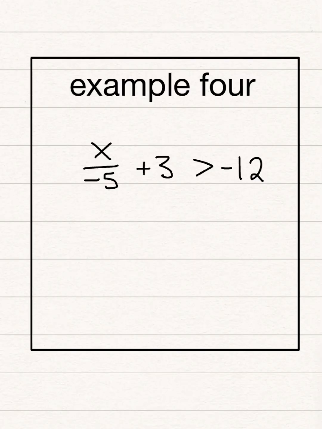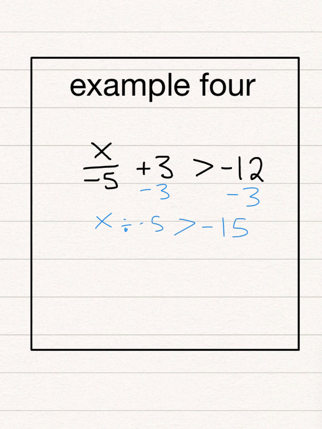All right, we're going to do one more of these. Again, we undo the addition first. So you subtract 3. So now I have x divided by negative 5 is greater than negative 15, because when we subtract from negative 12, it goes more negative. To undo division, I'm going to multiply by negative 5. When I multiply by a negative, I have to flip the sign.